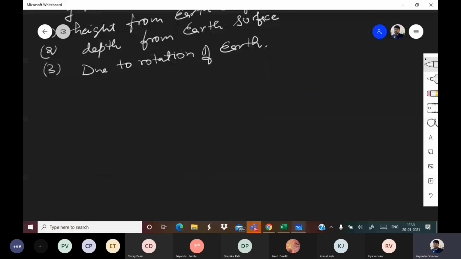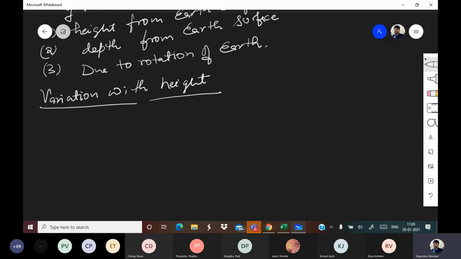So variation with height. Okay, see, as the word height is used, that means we are measuring from Earth's surface. Okay, pay attention to these small fine details. So variation with height.